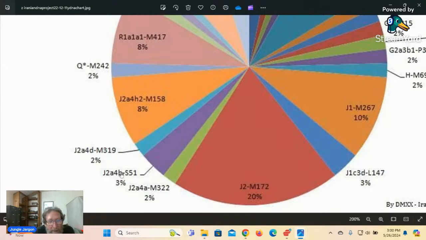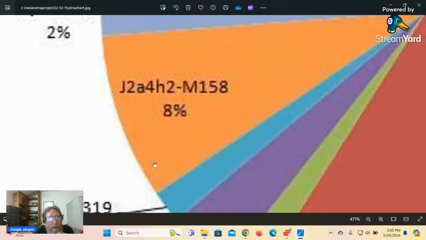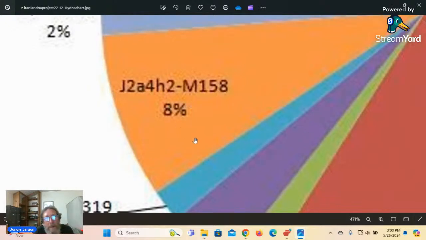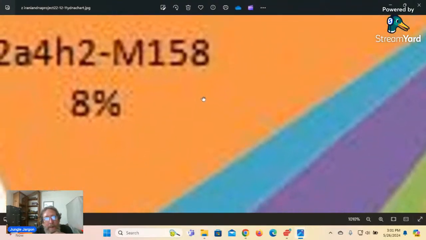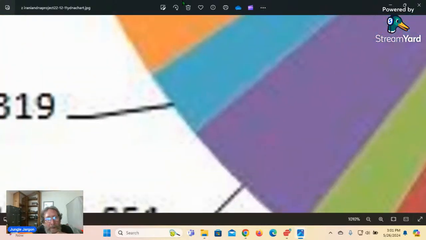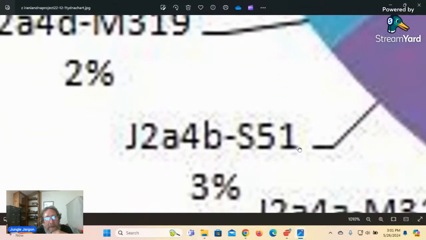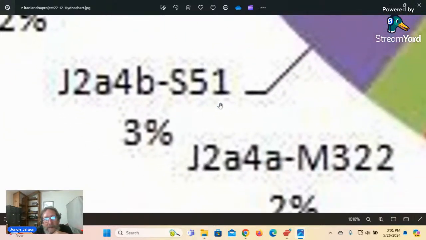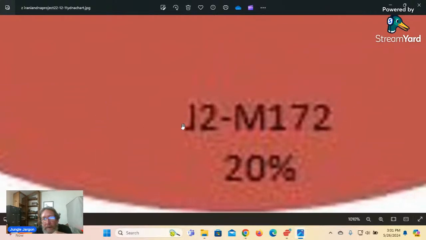And there's a J2, another J2 here, another J2 here, and another J2 here. So these are lineages here which are not M172. There's M158, keep that one in mind. There's M319, keep that in mind. And there's S51 and M322. So that's just to show that M172 is not the only J2 there is.